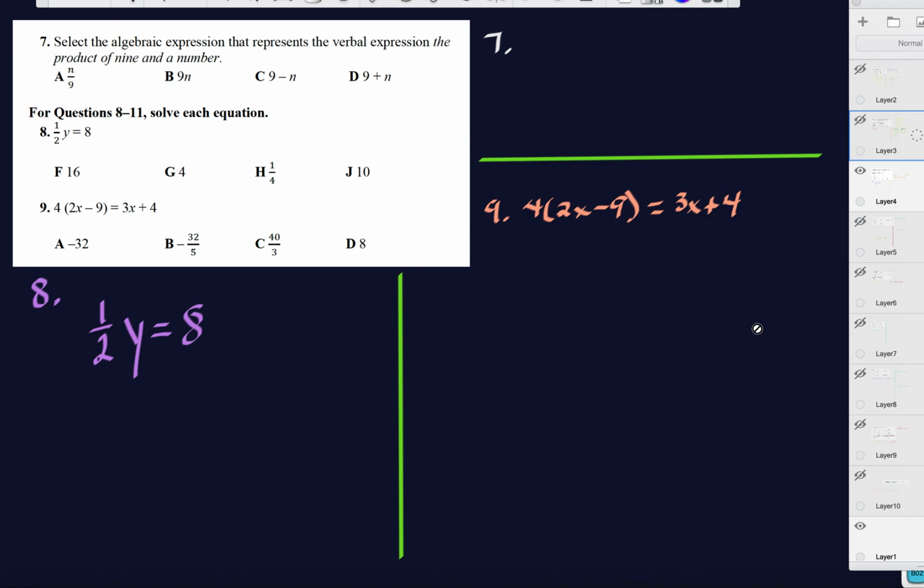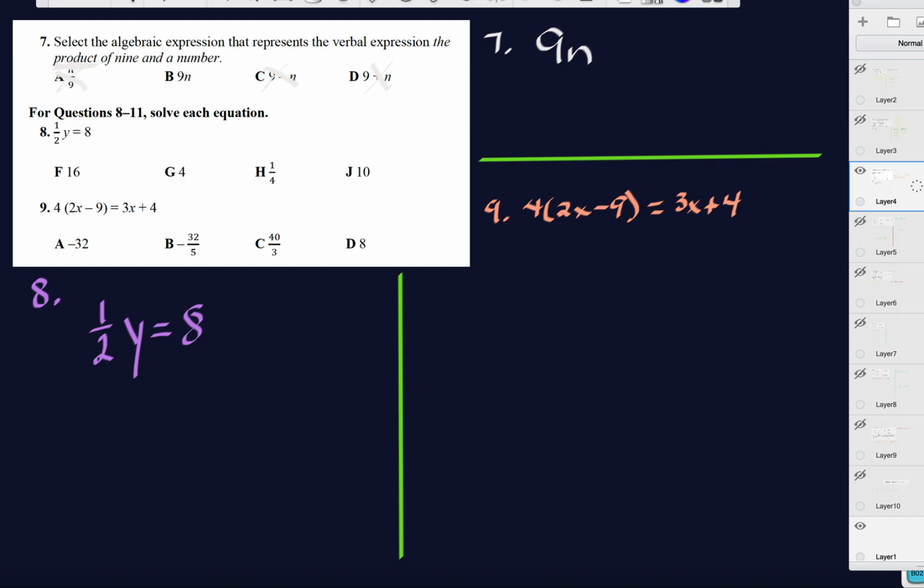The next one says select the algebraic expression that represents the verbal expression, the product of 9 and a number. So product, of course, means multiplication. This is division. This is subtraction. This is addition. If you know that product means multiply, then you would have eliminated all these others, and you would have seen that 9n is the way to go.